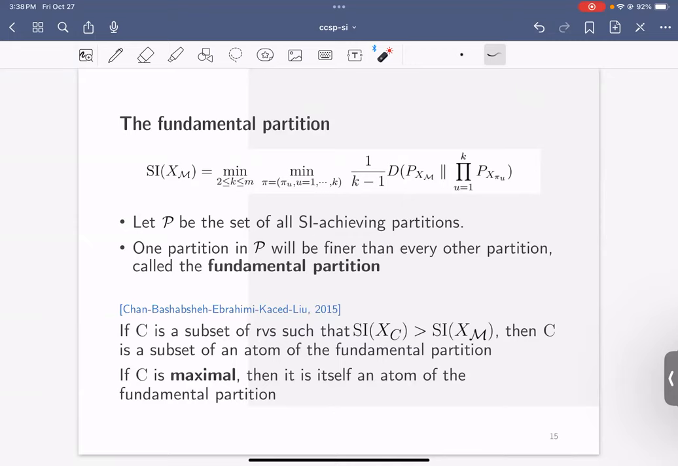And one thing to note here is that I did not need to use any of the tree properties. I only needed the separating property here. So if you have a system in which it is sufficient to look at partitions with connected atoms, this property comes for free after that.